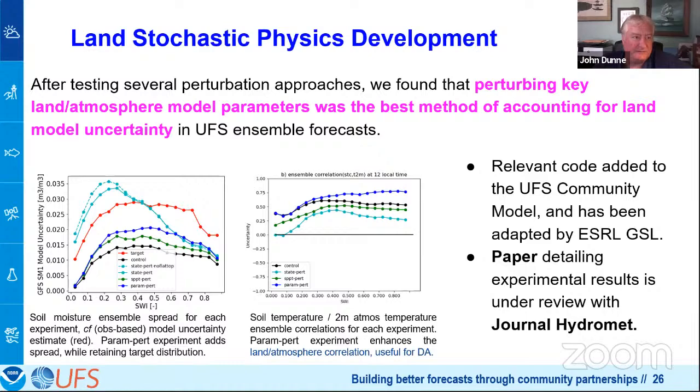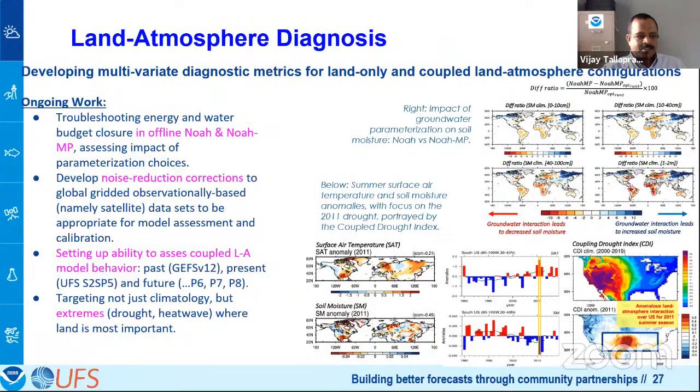Land stochastic physics is also another active area of development. Perturbing key land surface parameters was the best method for accounting for land model uncertainty. We will hear more from Mike Barlage on this in this meeting. There is a new paper that's coming out to describe these methods very soon in the Journal of Hydrometeorology.